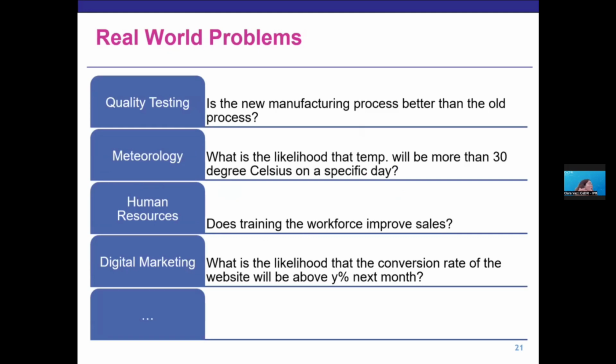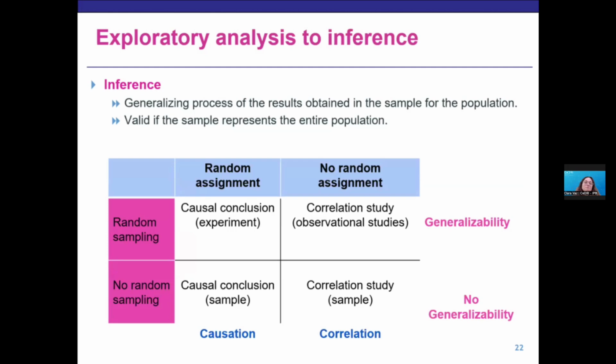And this can happen in real world problems, like in quality testing. Is a new manufacturing process better than the old process? Basically, for this, to measure production we will probably use samples, and one would like to know what happened with the population.